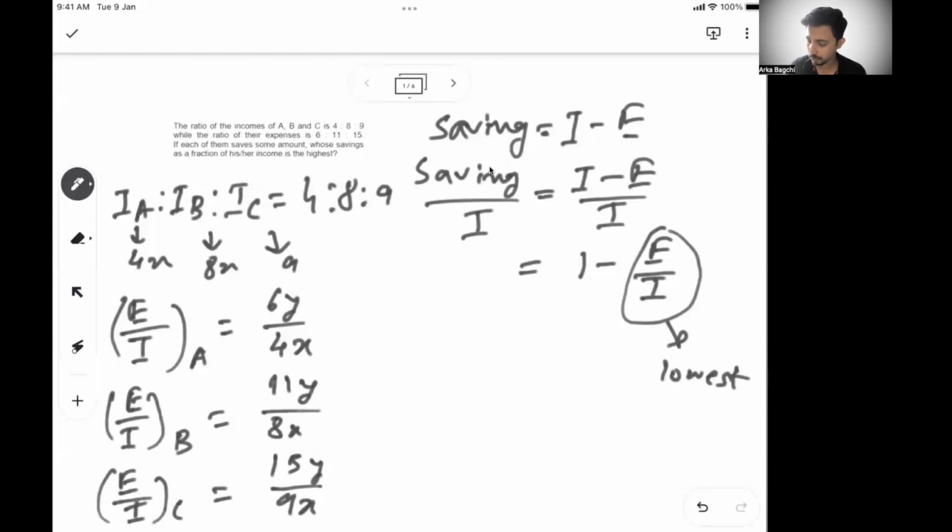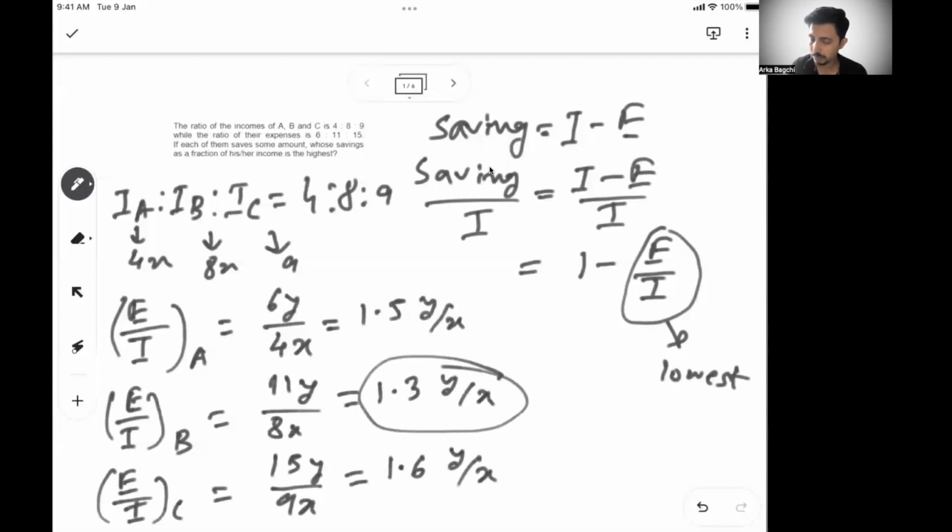So basically, we have to focus on whether 6 by 4 is more, 11 by 8 is more, or 15 by 9 is more. If you make it a fraction, this is 1.5 times y by x, this is 1.3 times y by x, and this is 1.6 times y by x. So obviously we can see for B it's the lowest. For B, expense by income is lowest. That means for B, savings by income has to be the highest. So your answer is B.